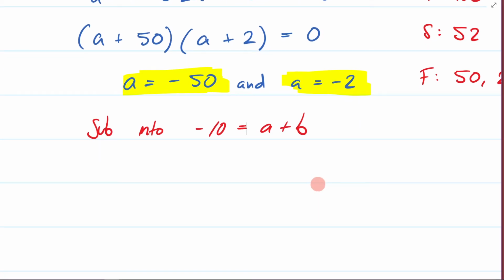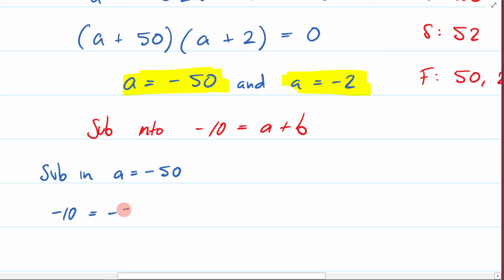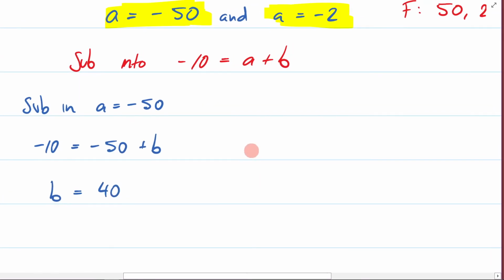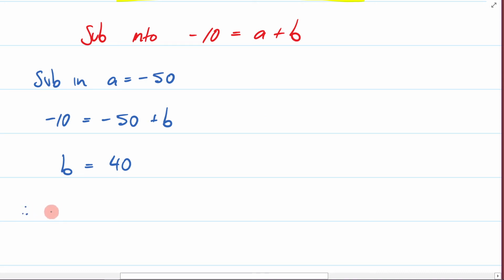So I'm going to sub in a is equal to negative 50, which is going to be negative 10 is equal to negative 50 plus b. So that means I'm going to get b is equal to 40. Therefore, a is equal to negative 50 and b is equal to 40.